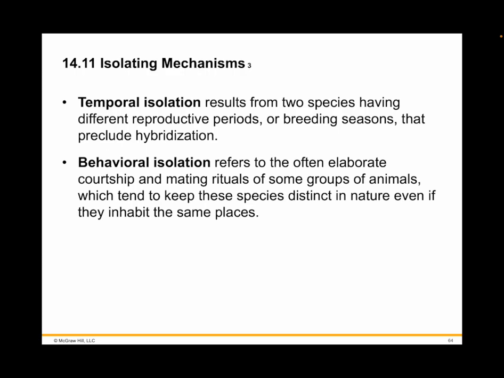In Chapter 21, in the next course, you will learn about the courtship and mating rituals of some animals, which tend to keep species distinct in nature, even if they inhabit the same places. This behavioral isolation is pictured in the fourth panel of Table 14.2. For example, the mallard and pintail ducks are perhaps the two most common freshwater ducks in North America. In captivity, they produce completely fertile offspring, but in nature, they nest side by side and rarely hybridize.